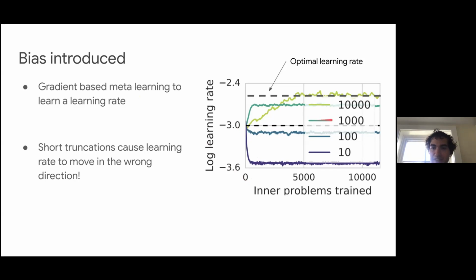This dashed line here is the initial learning rate, and this other dashed line is the optimal learning rate, found via a grid search. Different colors denote different truncation lengths. What we find is that for short truncations, we actually go the wrong direction. The gradients take us away from the optimal learning rate and actually increase loss. For longer truncations, we go in the right direction at least, but we don't converge to the right value. Only after going the full length truncations, in this case 10,000, do we converge to the right value. So this is obviously not ideal.